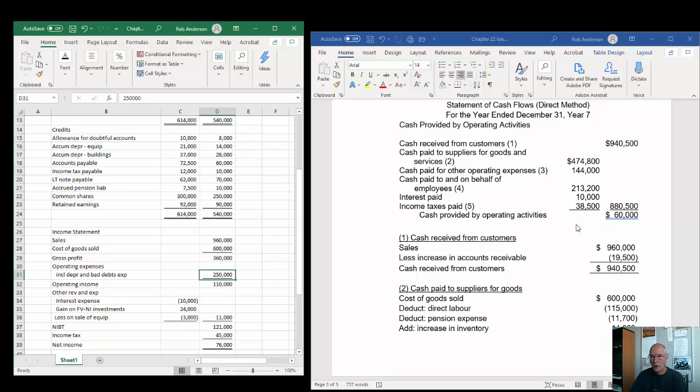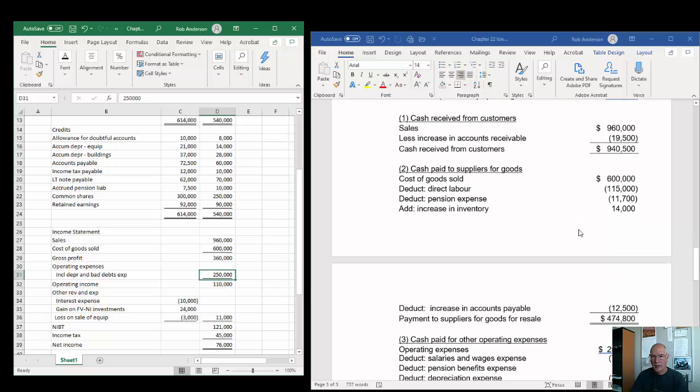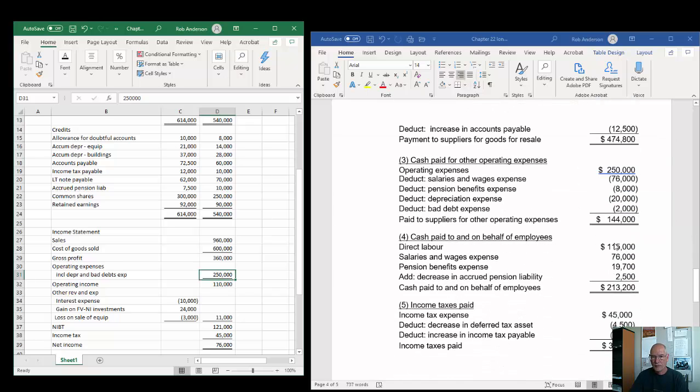Cash paid to employees. Well, this is simply the addition of all of those numbers that we backed out to begin with. So the labor, the wages expense, the pensions, and our pension liability went down. Remember from the operating activities in the indirect method? Well, because that went down, it means we paid more money than pension expense to cause a decrease in that liability. So we're at 213.2.